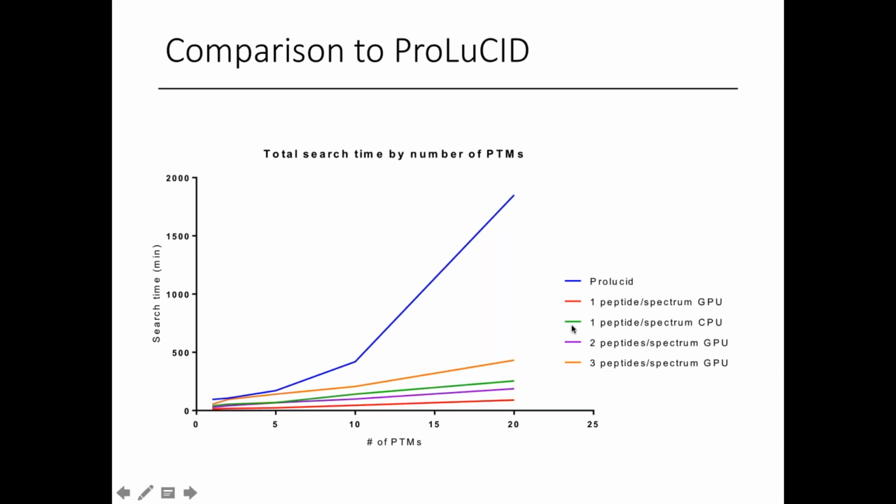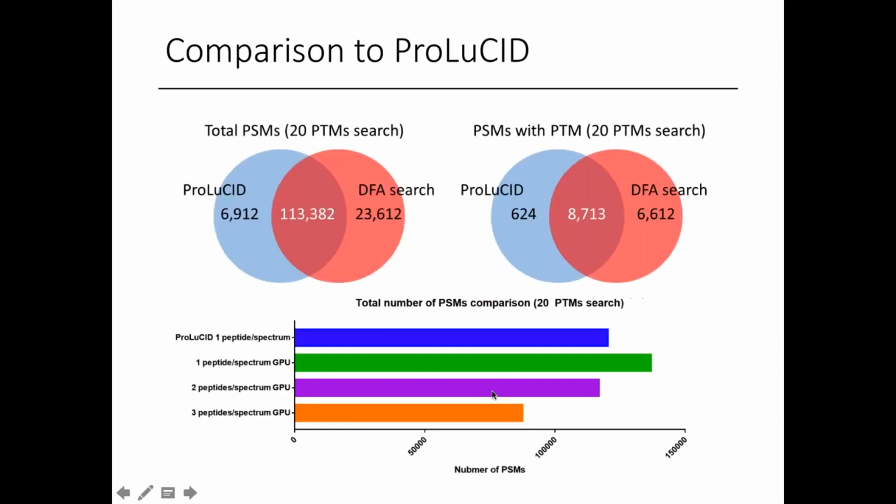And if you compare it with our new search algorithm with the DFA and the intensity prediction, in the green curve, CPU versus CPU for ProLuCID, it increases linearly with the number of PTMs. We can also accelerate this by GPU, and it performs the same, just a little faster.